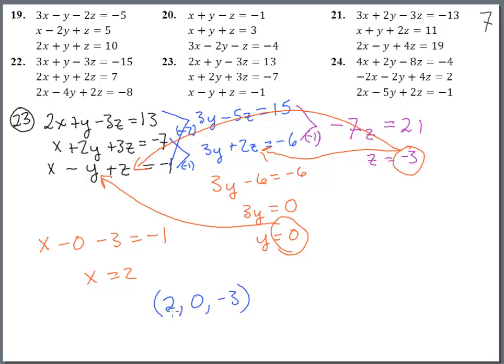And we could go back and try this just to make sure. 2 times 2 is 4, minus a negative 9. 4 plus 9 is 13. 2 plus 0 minus 9. 2 minus 9 is negative 7. And then we just saw 2 minus 0 minus 3 is a negative 1. It's just kind of fun to go back and check, make sure you got your answers right.